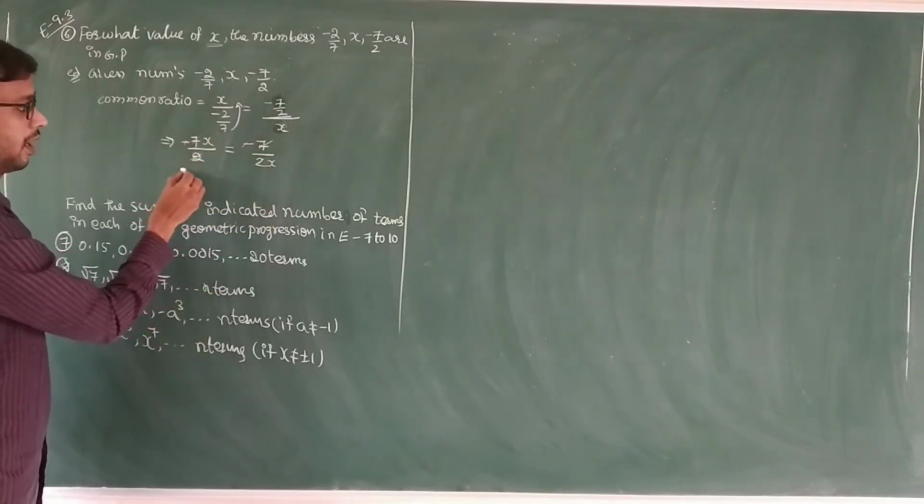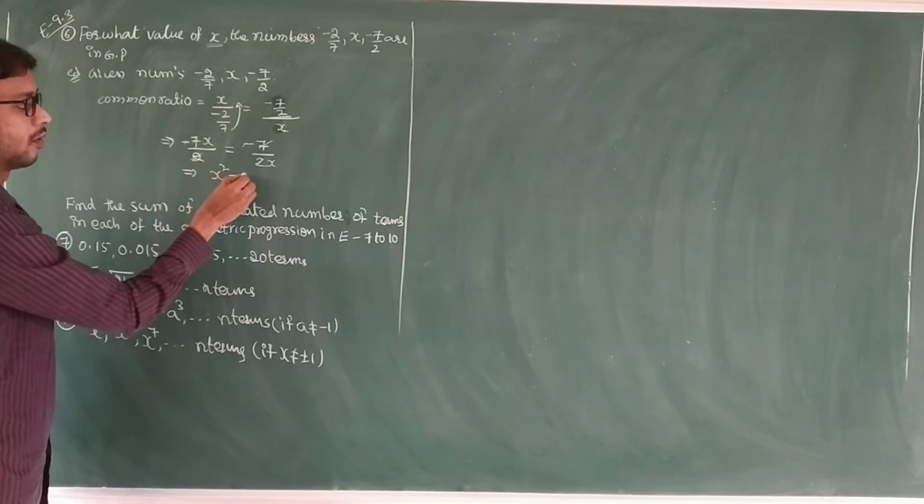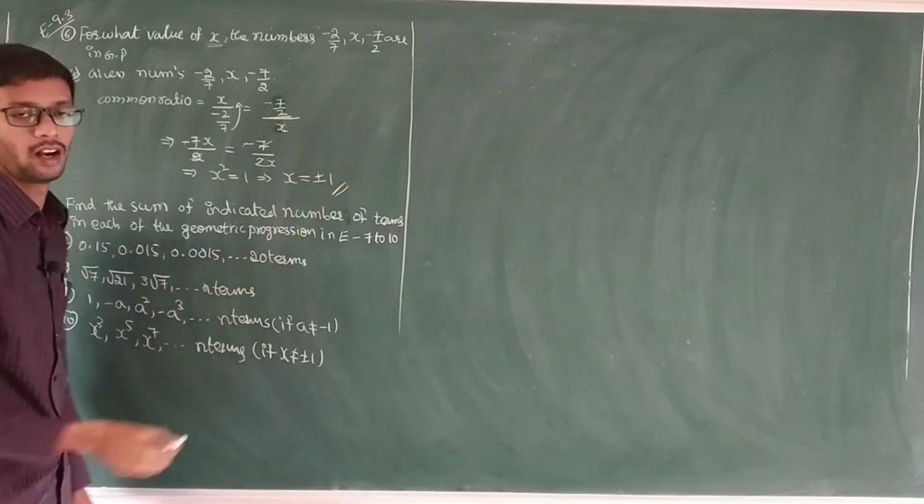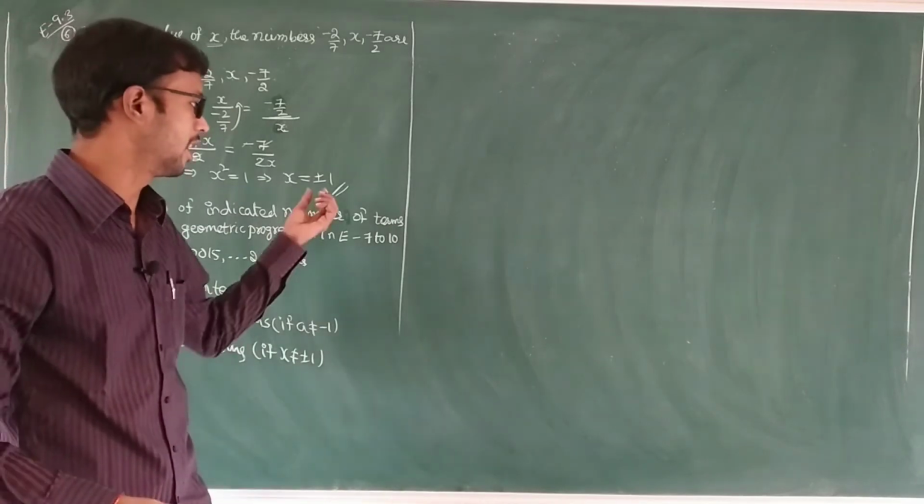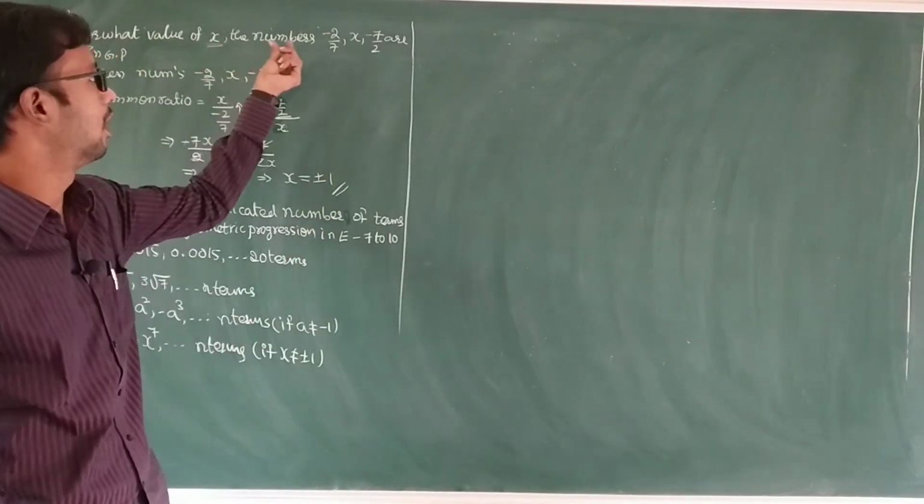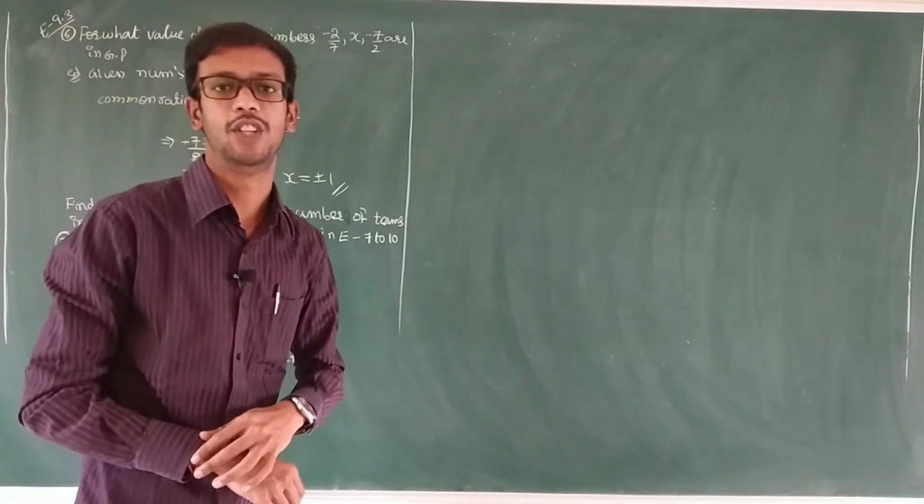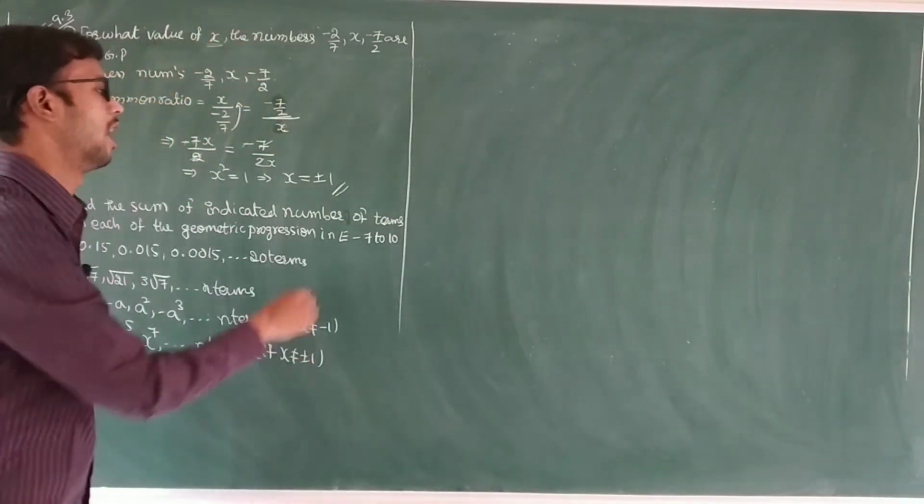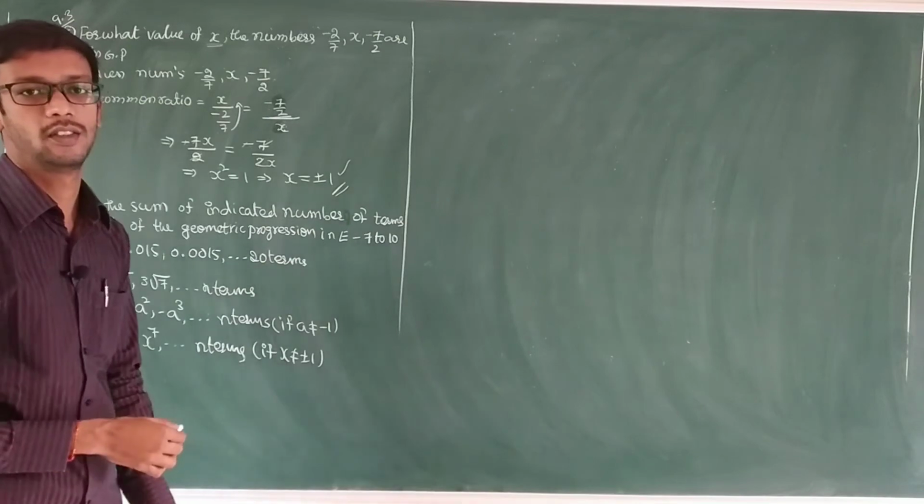Cross multiplying like that, x square is equal to 1. That implies x equal to plus or minus 1. The given numbers are in GP. Plus 1 and minus 1, two possibilities are there. So the answer is plus or minus 1.